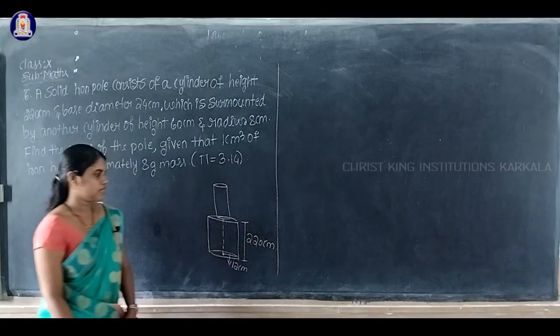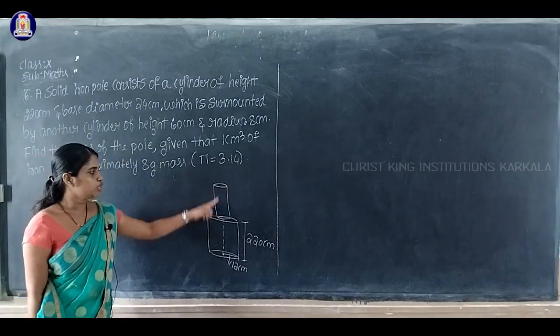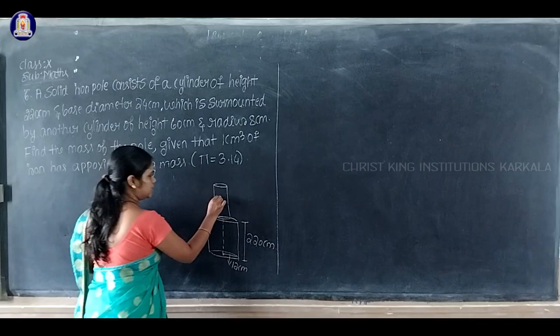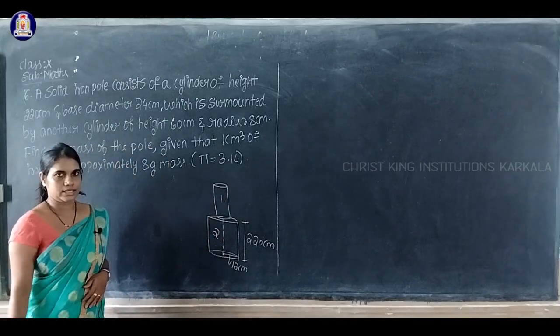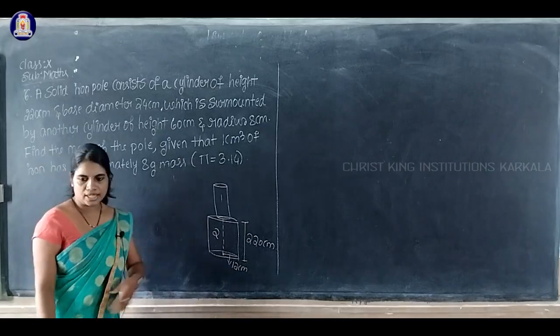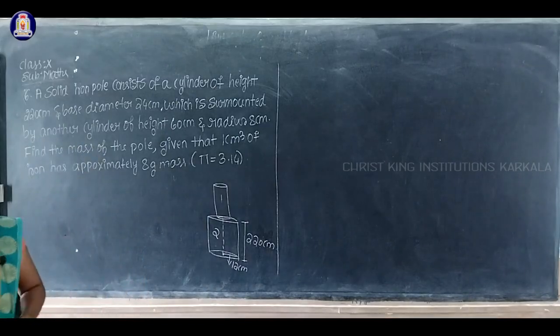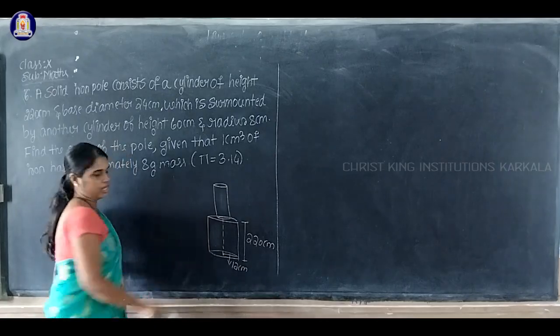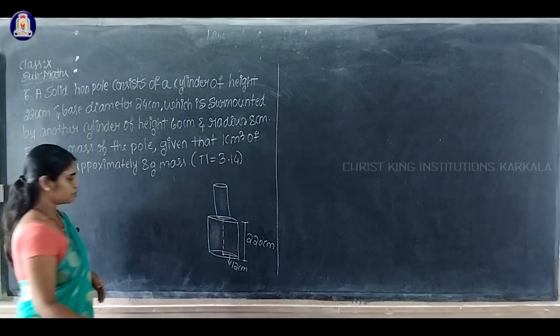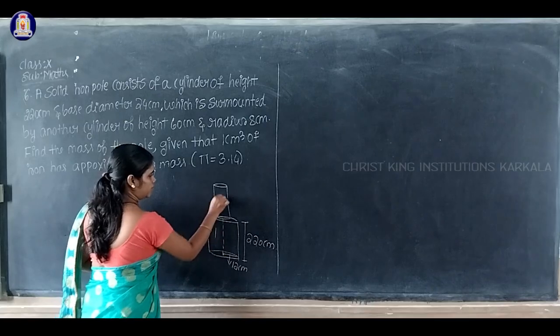This is your another cylinder. So there are two cylinders. I'll consider this is cylinder 1 and this is cylinder 2. Or else you can consider it like this also. First one, which one? This one, no? So I'll consider it as 1, 2. Yes, this is 1, this is 2.